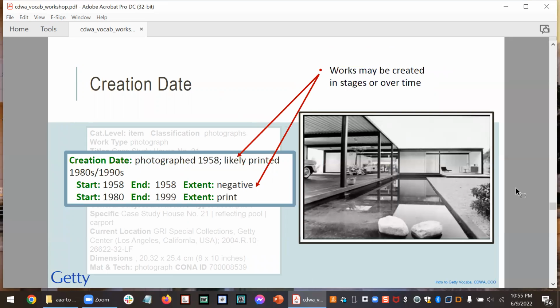You might have works created in stages or over time. Here is a print from the 80s or 90s, but the photograph was taken in 1958. So you probably want to indicate that in your record. And here we have the negative for this print. Basically, the creative process took place in 1958, but the print was made much later.